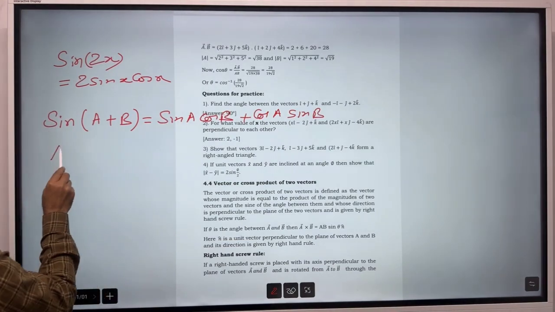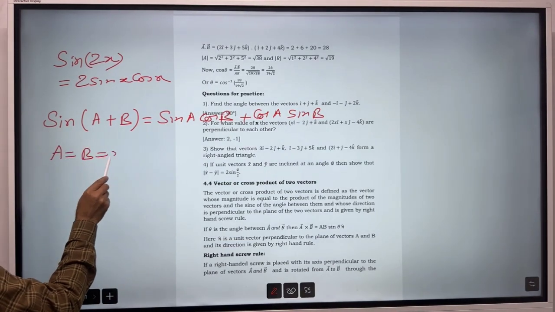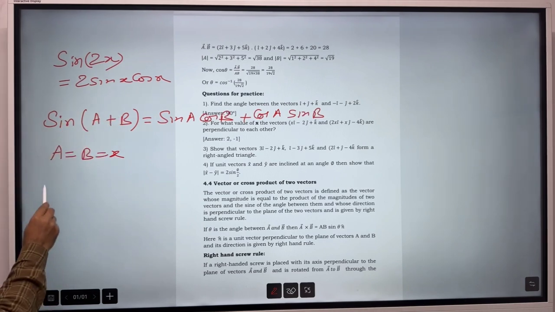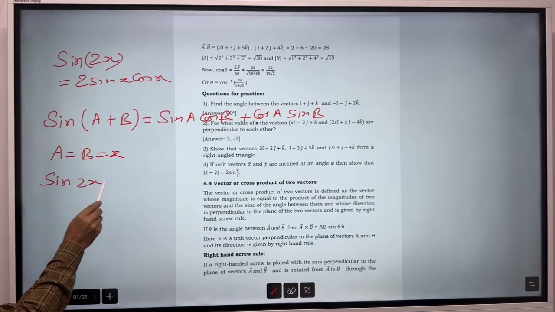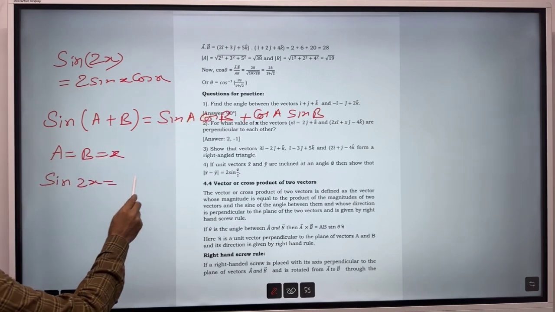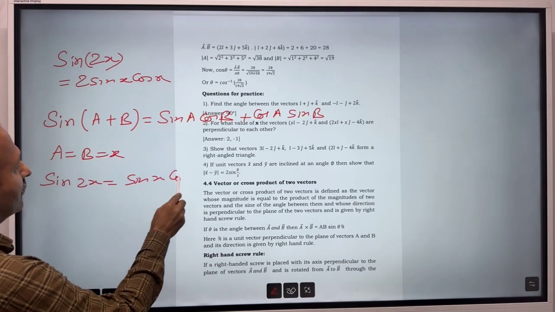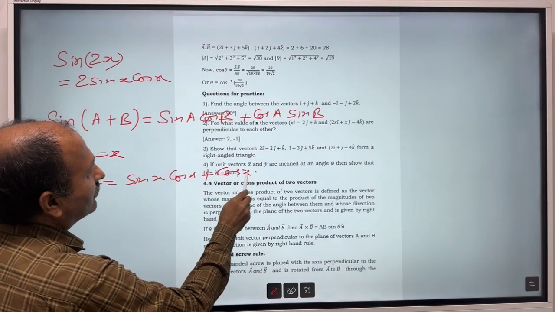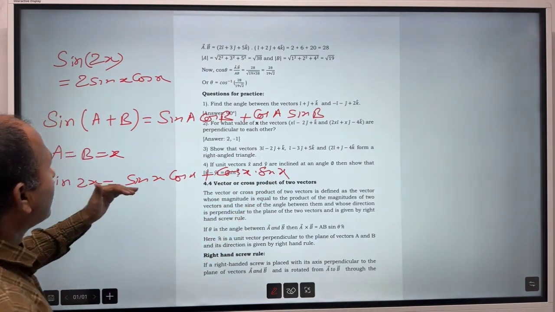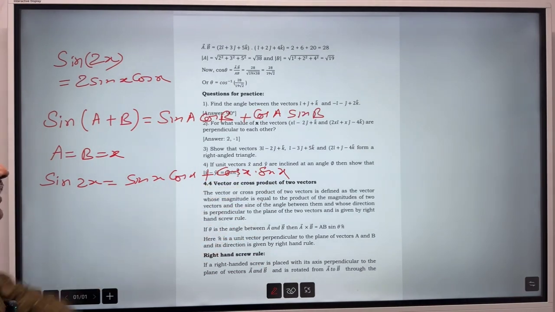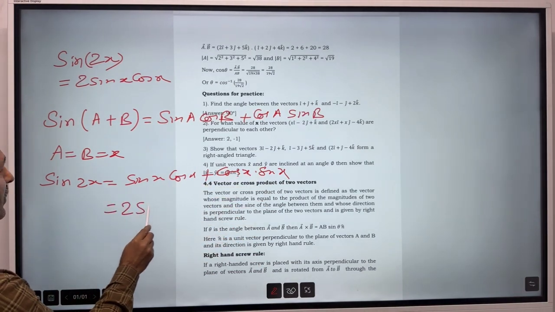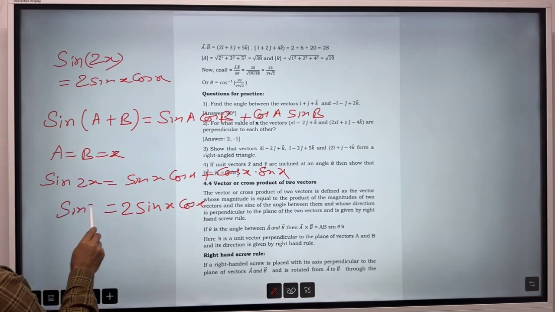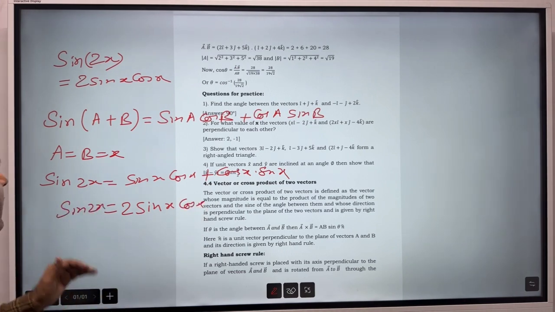Now, if we write a equal to b equal to x, what do we get? Here, x plus x will become 2x. So it is sine 2x equal to sine x cos x plus cos x sine x. Sine x cos x plus cos x sine x, both are the same thing. You can write it as 2 times sine x cos x. So you have got the formula for sine 2x.